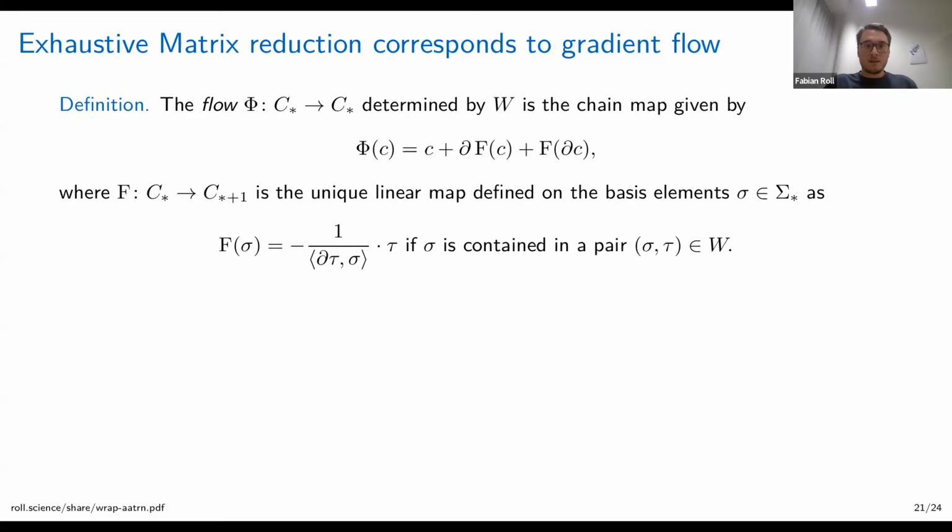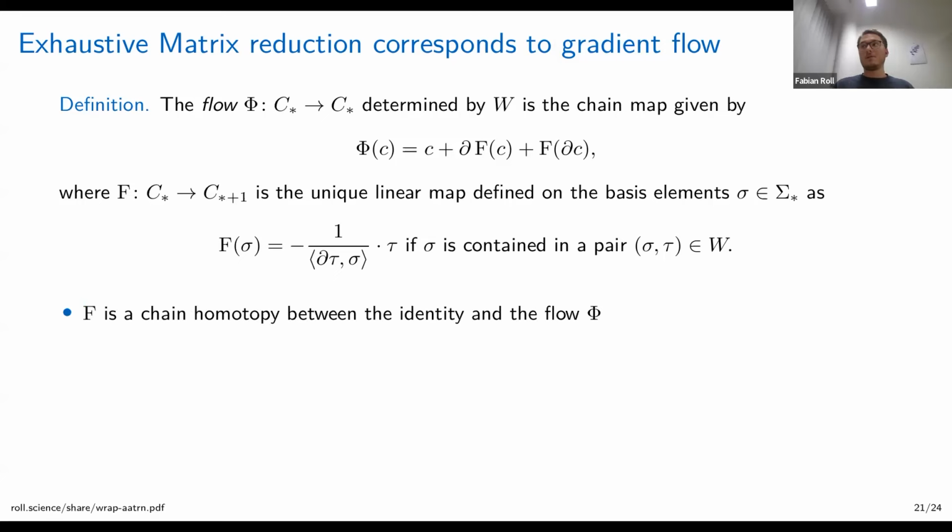And then the algebraic flow is defined as follows. You take the identity first on your chain, meaning the chain C itself, and add it to the boundary of f of C plus f of boundary of C. Now, if you have never seen this before, this might look awkward. So let me make two remarks, and hopefully then it's getting a bit clearer.